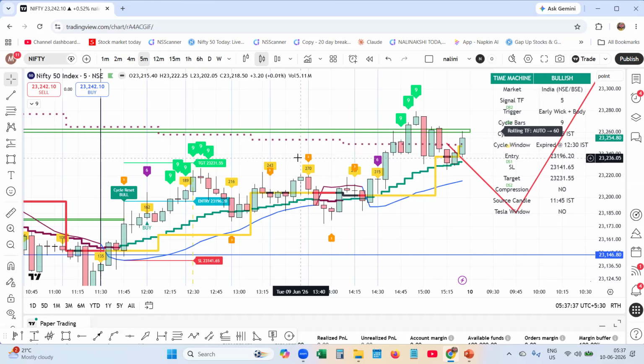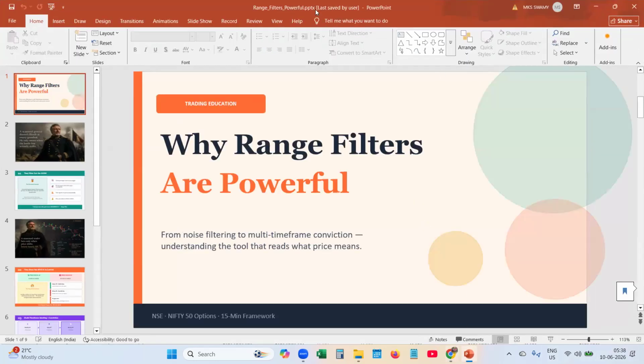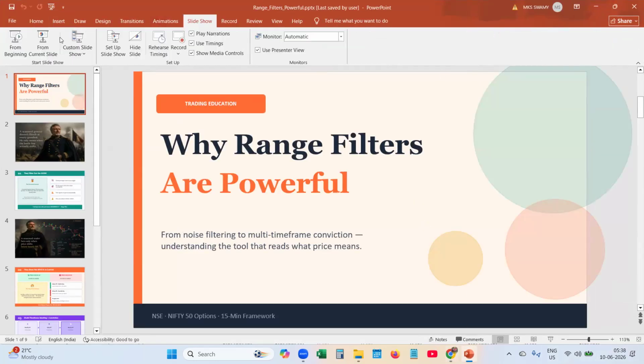So today I am going to talk about the range filter. I've taken you to the chart before, and I will take you to the chart of crude oil, to show how this Time Machine and the range filters and Nalini Precision Engine rolling pivots will help you make a wise, proper decision at the time of confusion. So now let me take you to the PPT of the range filter and let me present it.